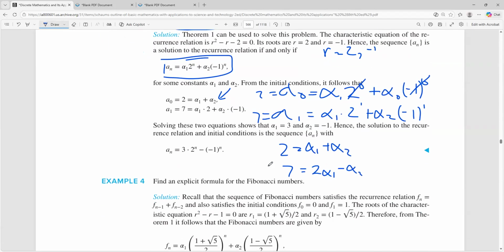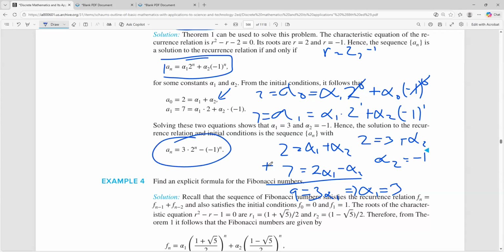System of linear equations. Let me add them first. Combining these, I get 9 is equal to 3 alpha 1, which means alpha 1 is 3. And if alpha 1 is 3, that means 2 is equal to 3 plus alpha 2, so alpha 2 is equal to minus 1. And this is our final equation. Any questions about that? That was case 1. I won't go over the Fibonacci sequence again because Joe did a good job of it.